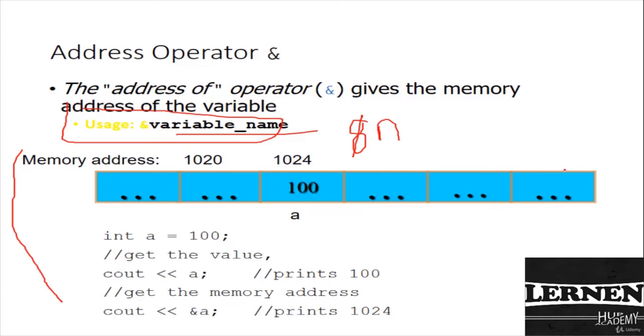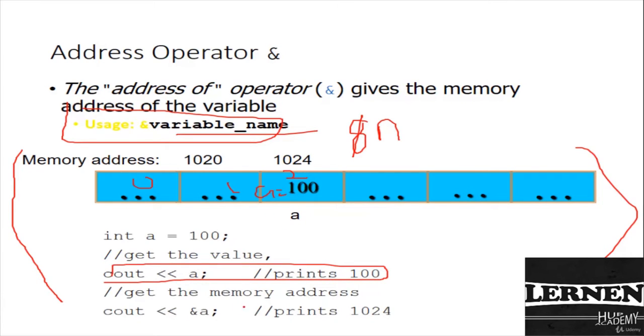Then we have the memory addresses. Let's suppose a is equal to 100, and it will be available at index number 0, 1, 2. When we print a, it prints 100, and with the help of the ampersand operator it will get the memory address 1024, because this is available at the address 1024. If this 100 is available at that one, that means 1020. So this is a simple logic of how to declare a pointer.